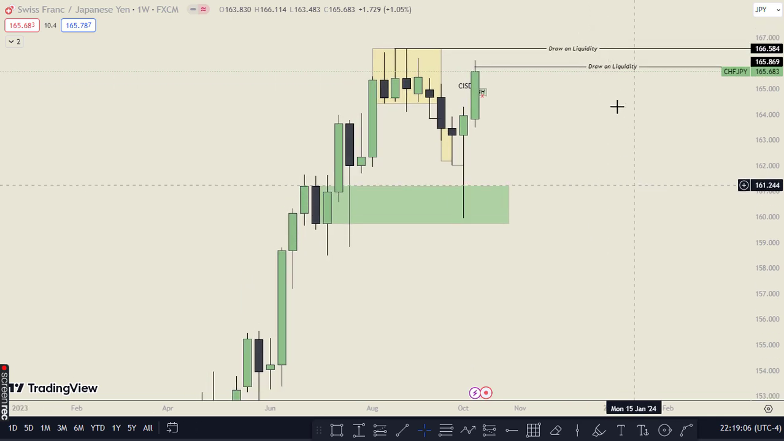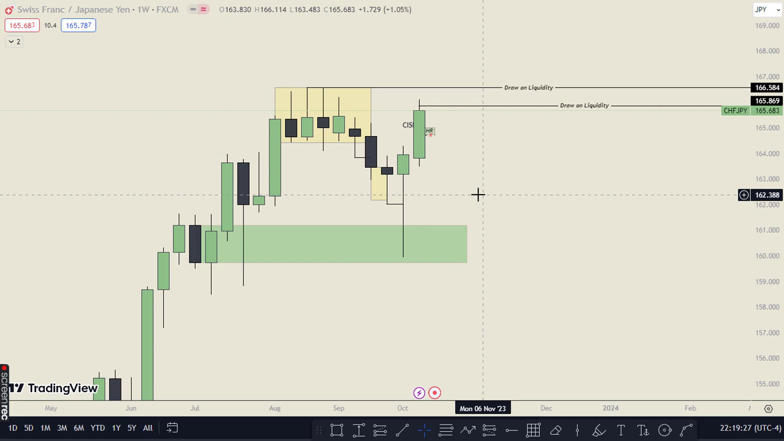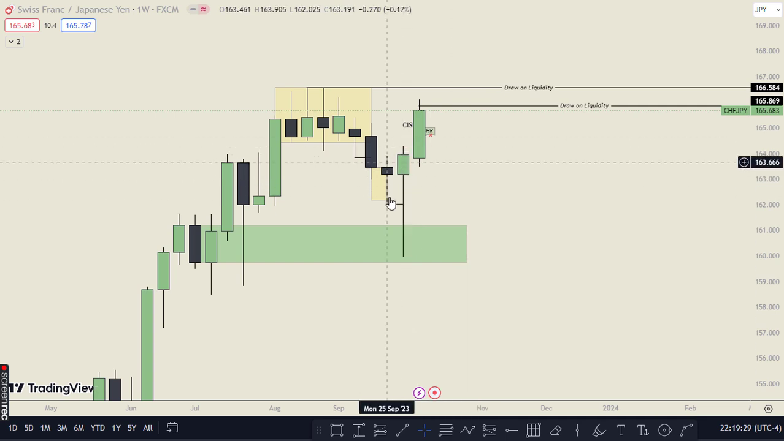So we are on the higher time frame right now. So this is the weekly. So on the weekly, focus on this candle right here. So this candle right here opened right here on this level, traded to the downside, and then immediately rejected and ended up an up close candle.